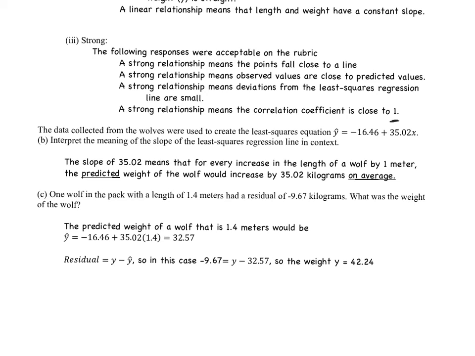And then C, the last part here, says one wolf in the pack with a length of 1.4 meters had a residual of negative 9.67 kilograms. What was the weight of the wolf? Well, the first thing we need to do, because to get residuals, we need to take the actual y minus y hat. Here we have the residual. We're looking for the actual weight of the wolf. So what we need is the predicted weight, y hat. So we would plug in 1.4 into the equation. And then really, you are just setting up and solving this little equation. Here's my residual. I'm looking for y. I have y hat now. So add 32.57, and then we get our answer.